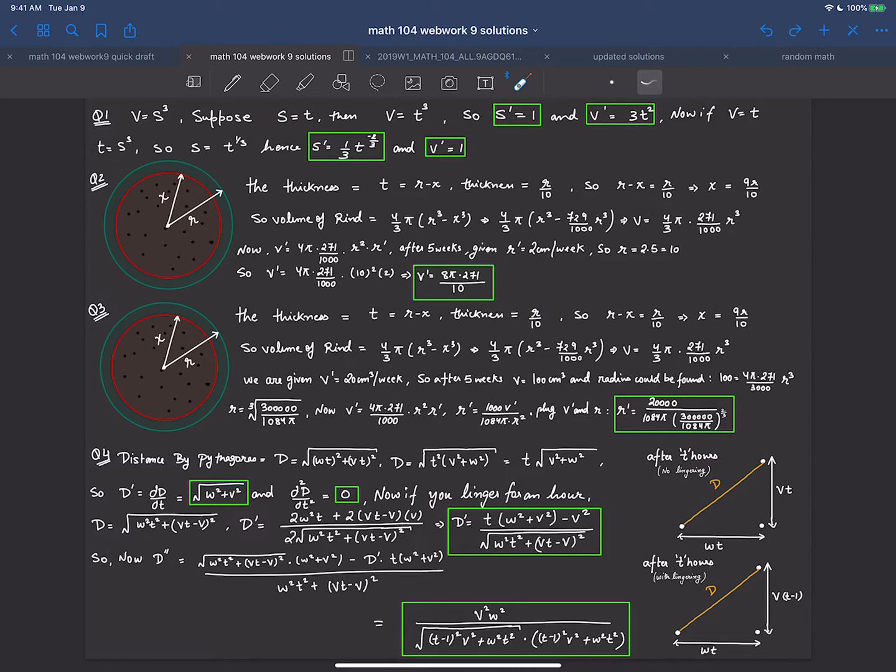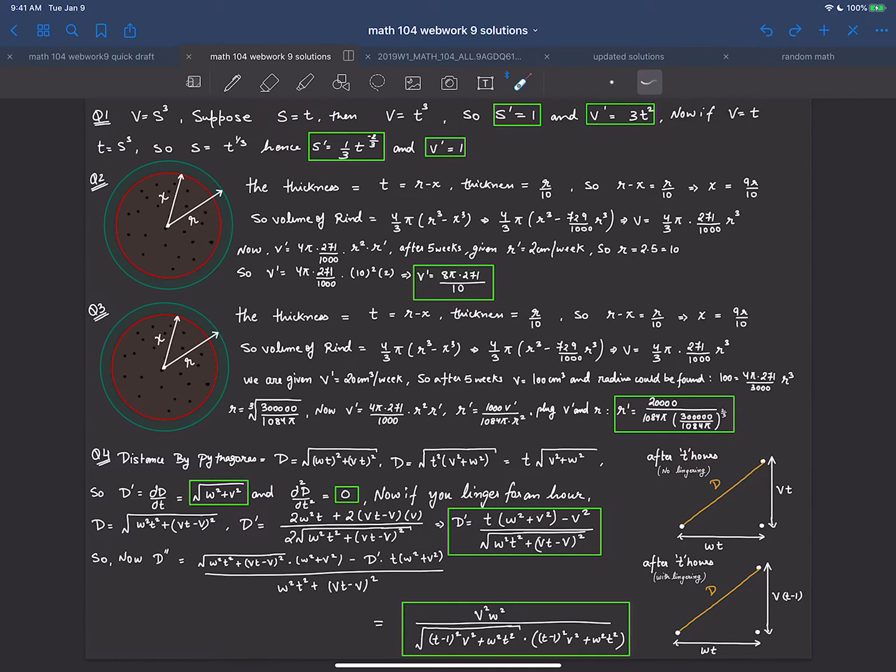So now what they want us to do is find s prime and v prime, which means the rate of change of s with respect to time and the rate of change of v with respect to time. So first of all, in this problem, what they want you to do is to get used to the concept of related rates rather than implicit differentiation. So they've given you an explicit relationship that s is just that.